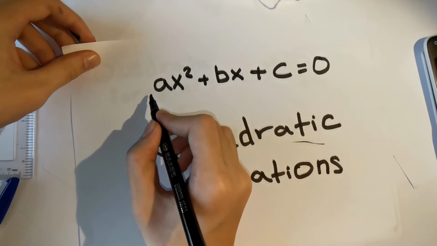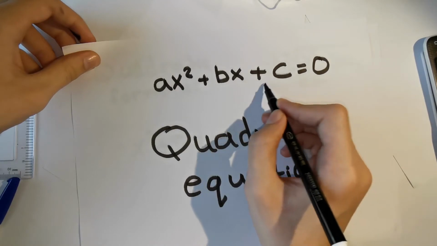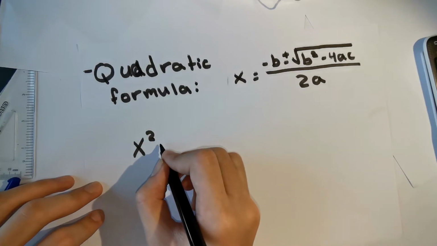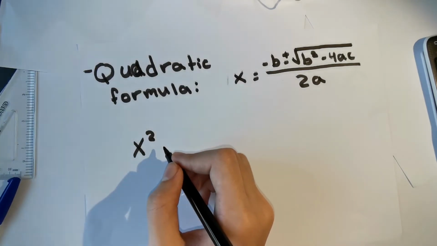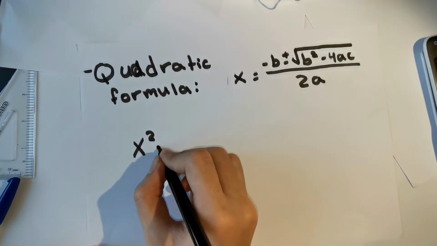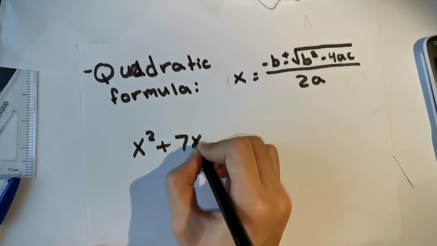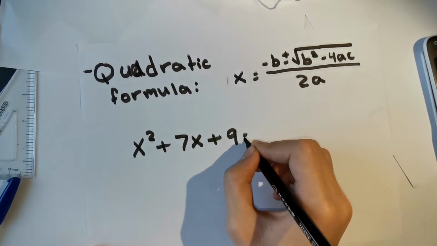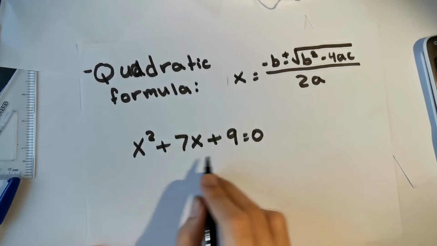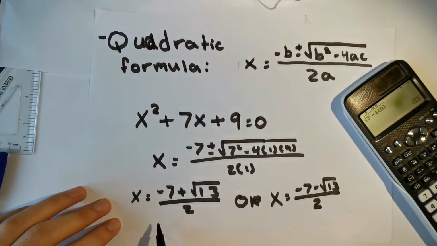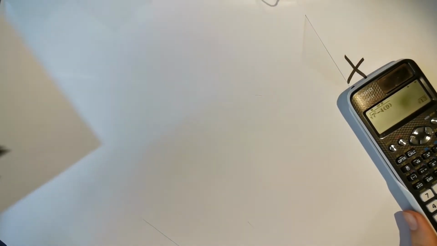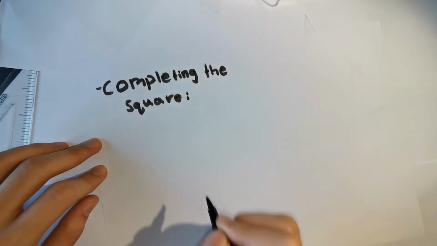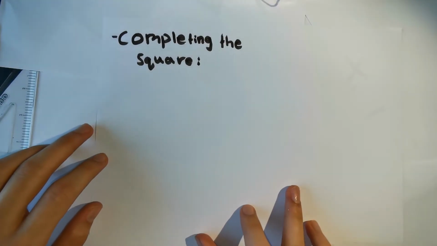So the variables here, a, b, and c, are the ones in the first equation we saw earlier. So we have an example here: x squared plus 7x plus 9 is equal to 0. So we can just plug in the values for a, b, and c. x equals negative 7 plus root 13 over 2, or x equals negative 7 minus root 13 over 2. And the last way to solve a quadratic equation is by using completing the square.